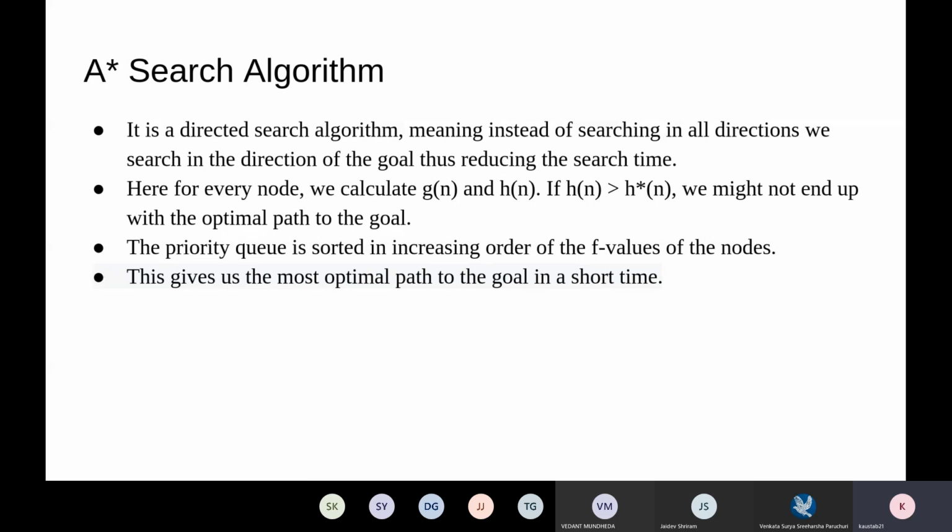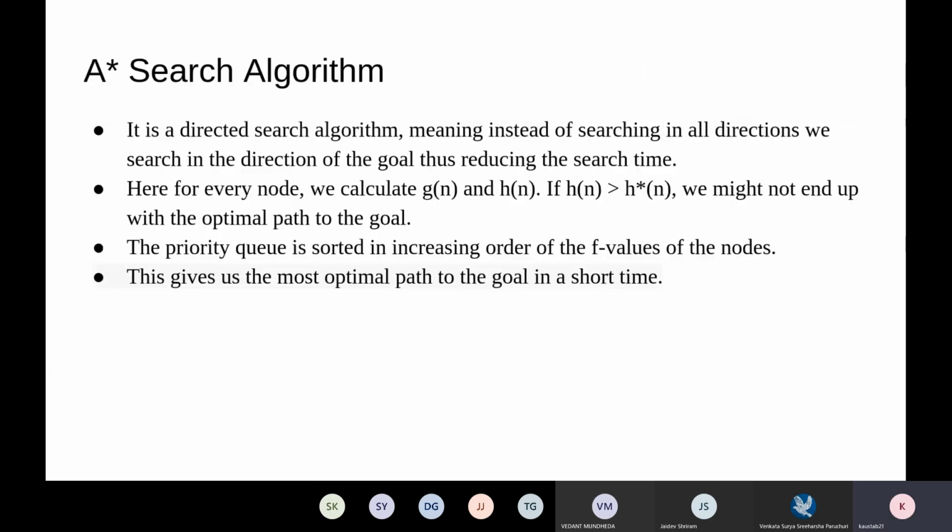And here the priority queue is again sorted in ascending order of the f values, and so it always proceeds in the direction of the nodes which are both closest to the starting node and also closest to the destination node, and that's why it is directed towards that part. And this gives us the most optimal path to the goal in a very short time.